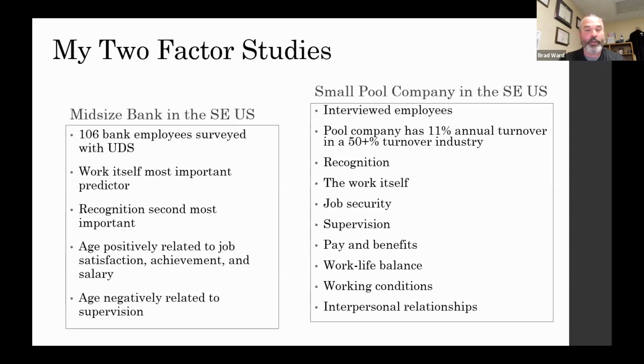Work itself. So in the bank of 106 people that responded, the work itself was the most important predictor of job satisfaction. So if I had to guess, if I was just walking around, I'd say in general, they like the work itself. If they like the work itself, they're happy. The second one was recognition, which we talked about being number one across cultures. It showed up, which was nice. Those were the only two that, statistically speaking, were related to job satisfaction from a prediction standpoint.